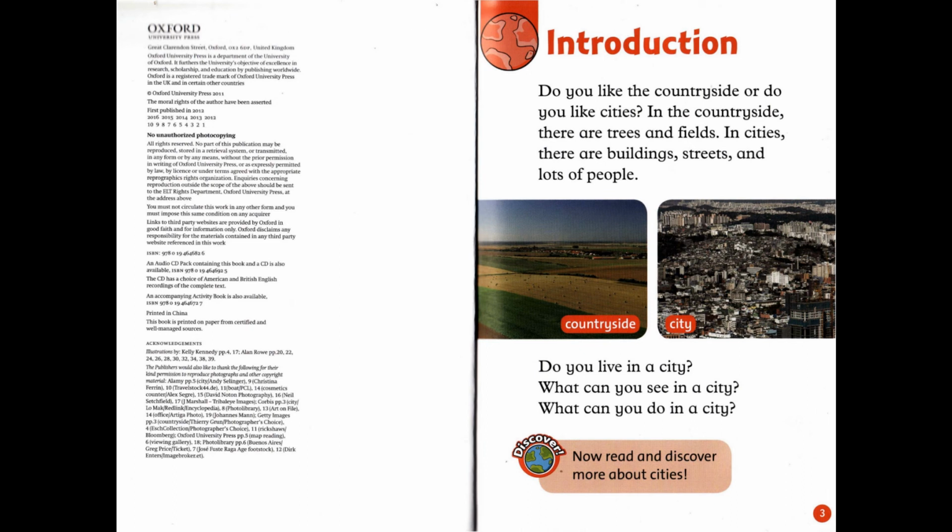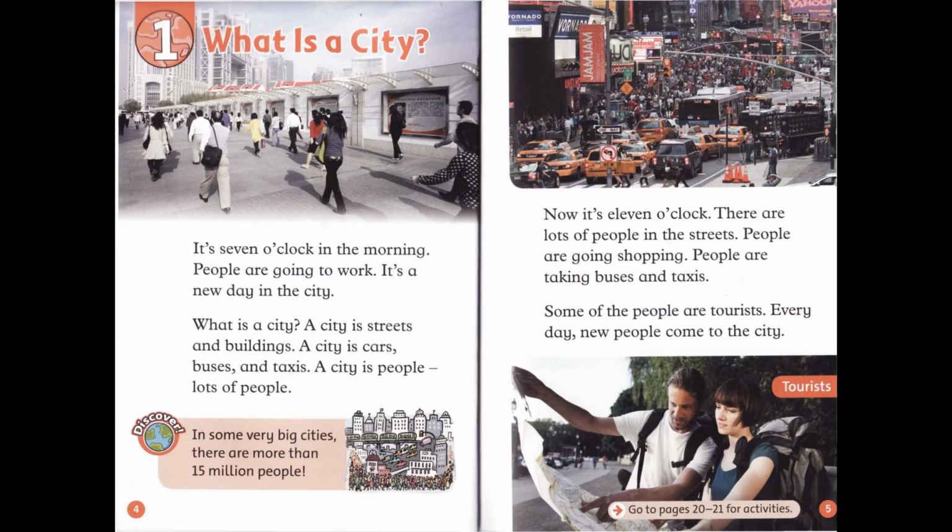Chapter 1. What is a city? It's 7 o'clock in the morning. People are going to work. It's a new day in the city. What is a city? A city is streets and buildings. A city is cars, buses, and taxis. A city is people. Lots of people. Discover.